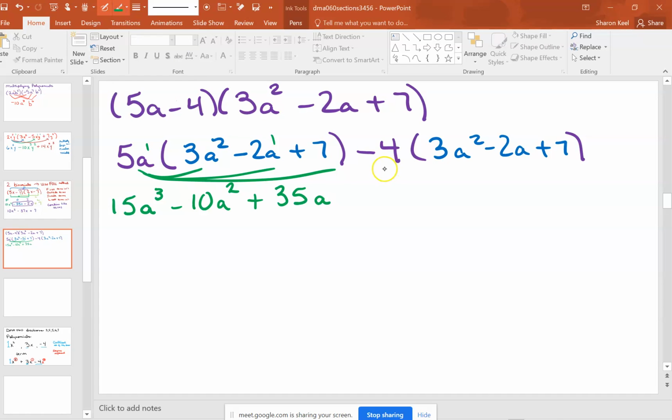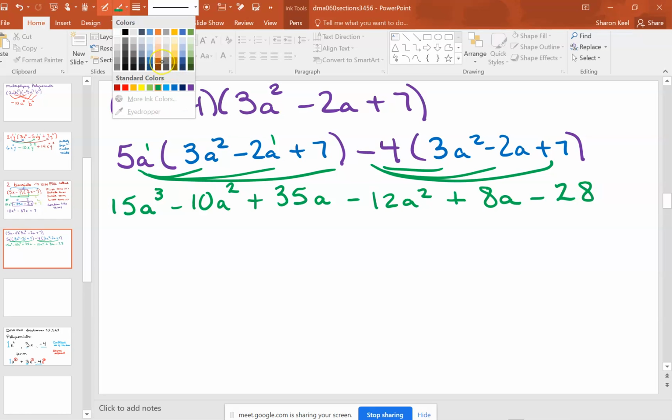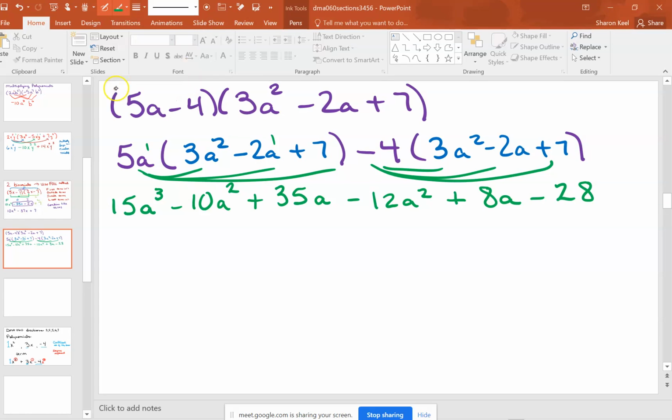On the second one, I'm going to do the same thing. Distribute here. Negative 4 times 3a squared is negative 12a squared. Negative times negative is a positive. 2 times 4 is 8, and I have the letter a. Negative 4 times 7 is negative 28. So all we did was rewrote it, and then we distributed.